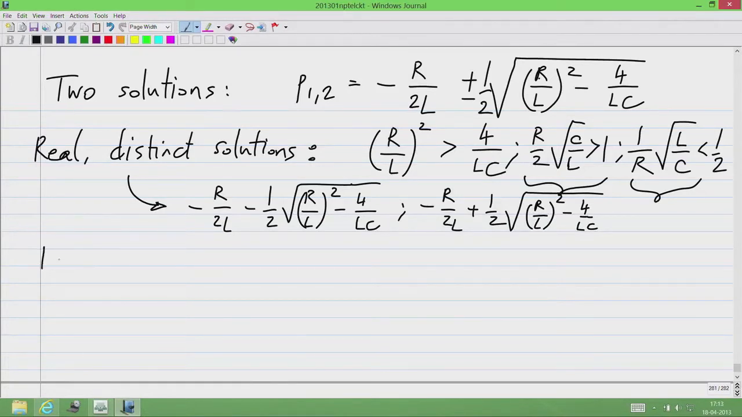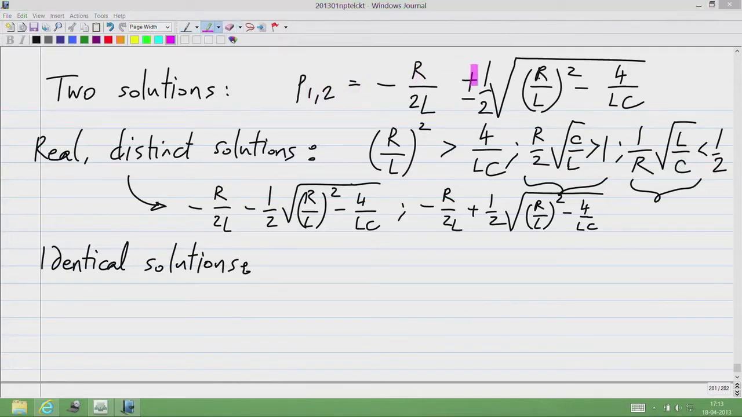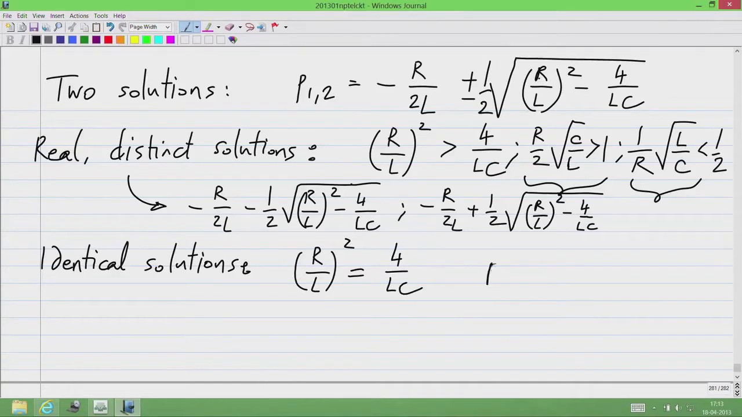Now, there will be two identical solutions. When I say two identical solutions, you will calculate P1 from this plus sign, P2 from this minus sign. Those two values will be the same as each other if (R by L) square equals 4 by LC. In that case, P1 and P2 will be equal to minus R by 2L.